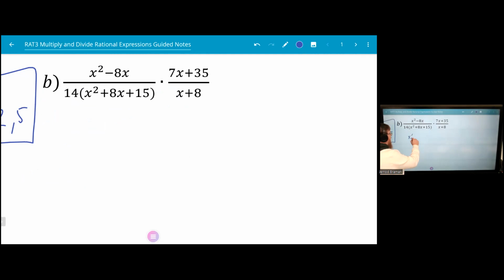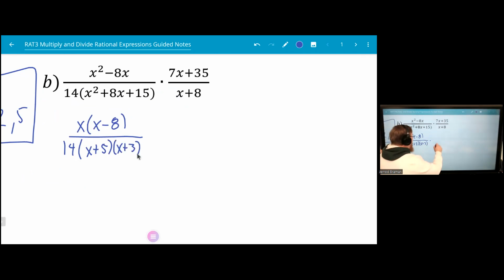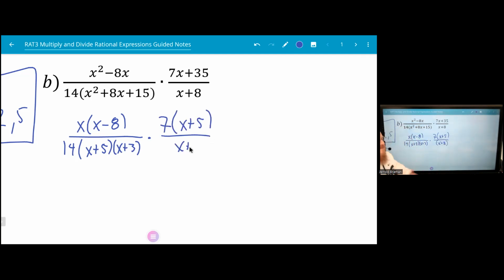I have x times x minus 8 divided by 14 times, well, what multiplies to 15 but adds to 8? That would be 5 and 3. x plus 5, x plus 3, times, another GCF here, 7 times x plus 5 divided by x plus 8. I'm going to throw this in parentheses too, just so we know it's a factor.